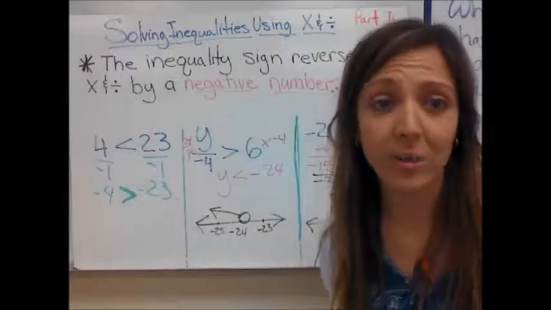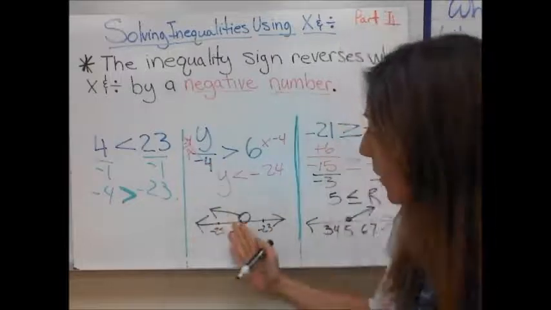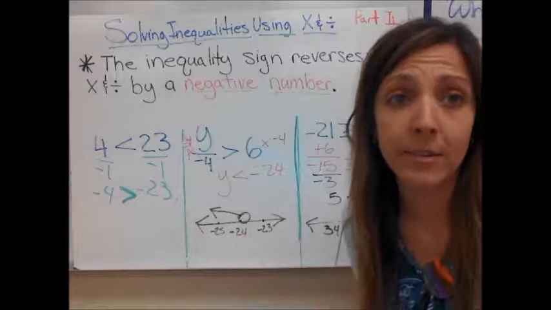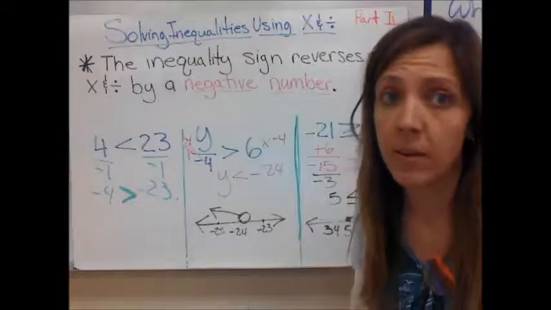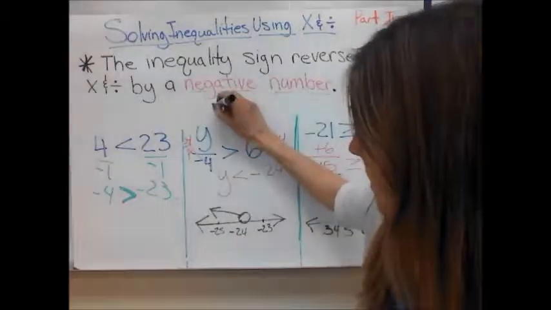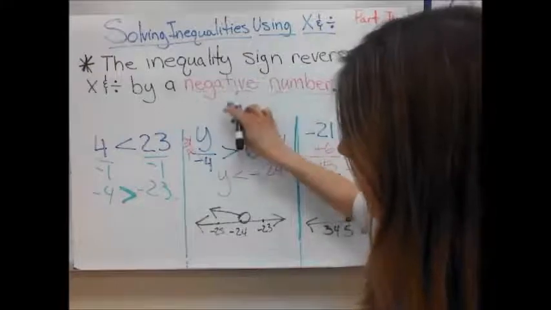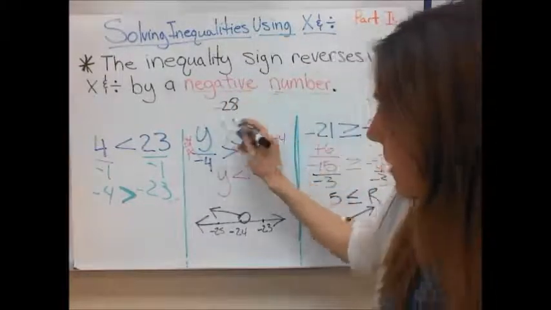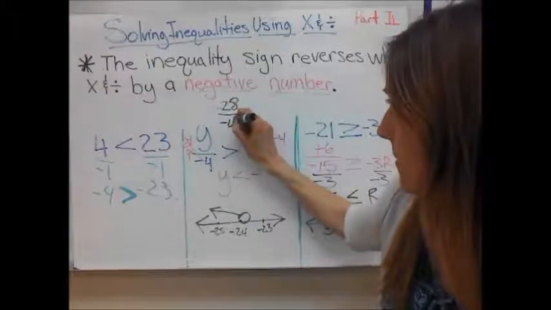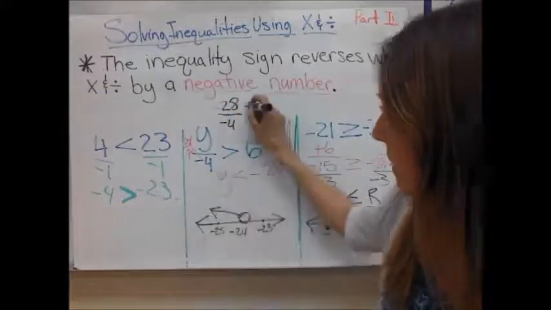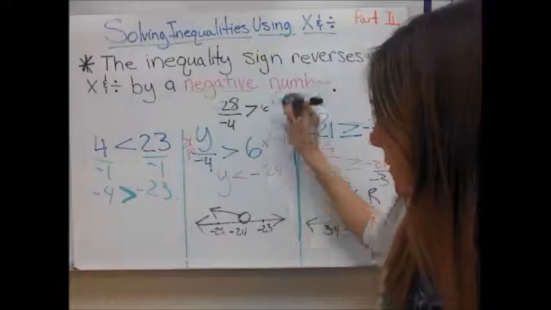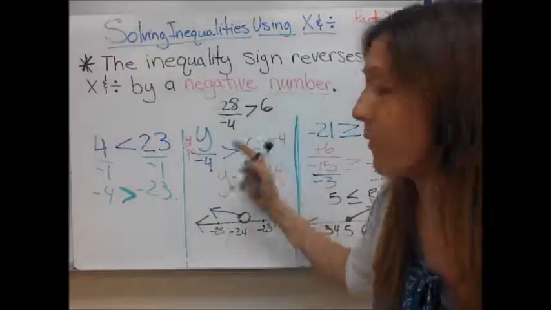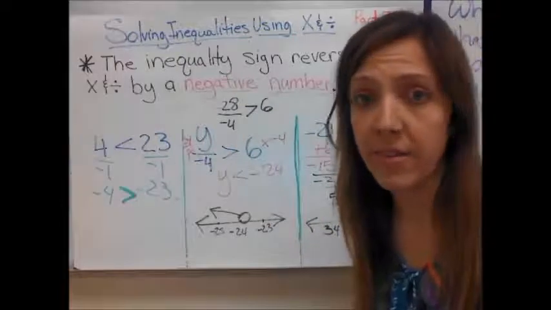So let's check our answers here. We have y is less than negative 24, so let's pick a number less than negative 24. Let's go with negative 28. And let's plug it in for y. So negative 28 divided by negative 4 is greater than 6. And negative 28 divided by negative 4 is a positive 7.